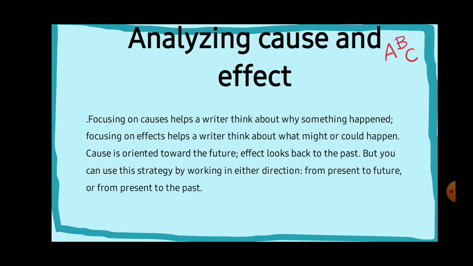So if you were writing or speaking about global warming, intending to show its harmful effects, we can lay out our evidence in this sequence. We can use this strategy, for example, by identifying the cause and what it leads to, the effect, or it can be vice versa. The effect would be the first one and then the cause that results in it.